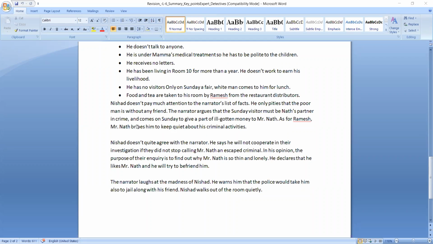The narrator argues that the Sunday visitor must be Mr. Nath's partner in crime, who comes on Sunday to give his part of Mr. Nath's ill-gotten money, meaning the money received from illegal ways.